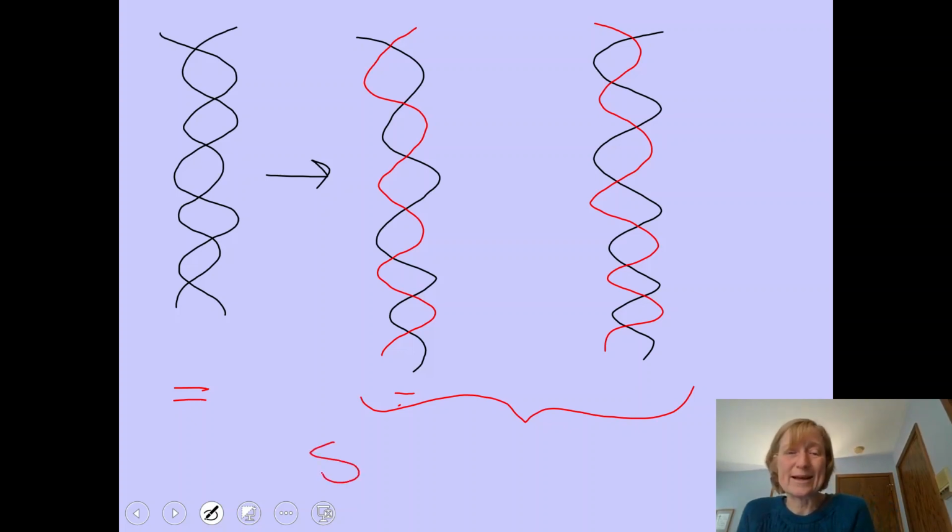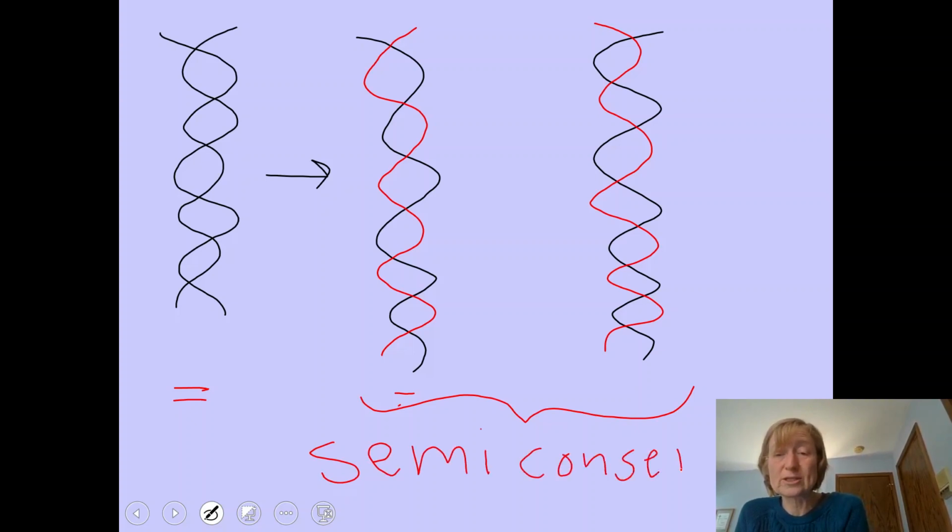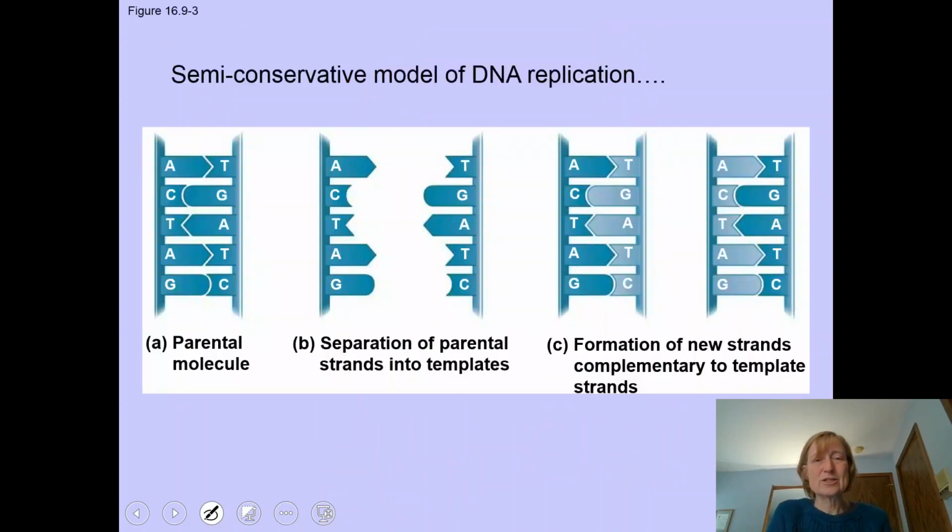And so we say, aha, DNA replication is semi-conserved or semi-conservative, because semi meaning each new molecule of DNA has 1 old strand and 1 new strand. It's semi-conserved. Okay. Here's another picture of that, just so we know what we're talking about. If this is our parent DNA molecule, or a tiny little piece of it, the 2 strands are going to separate from each other, and then each strand is going to be used to build a new complementary strand.